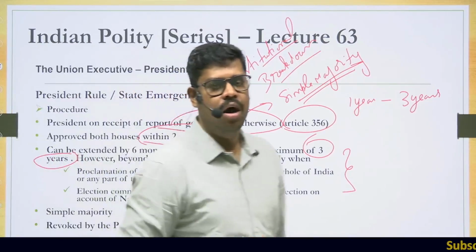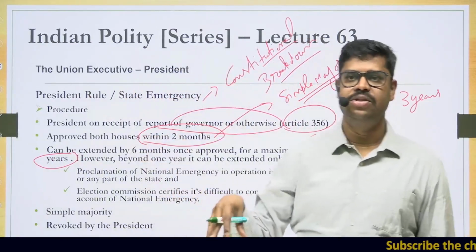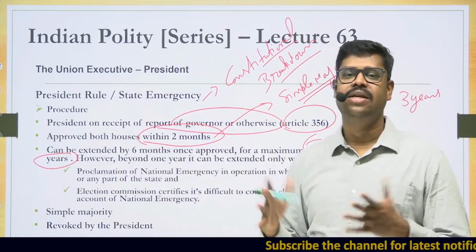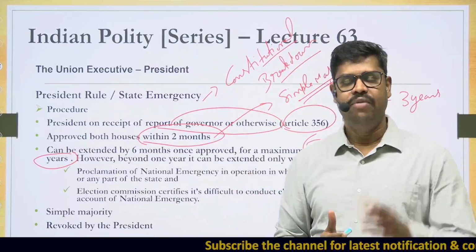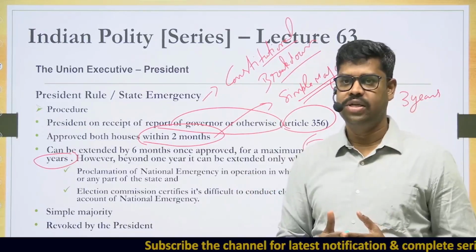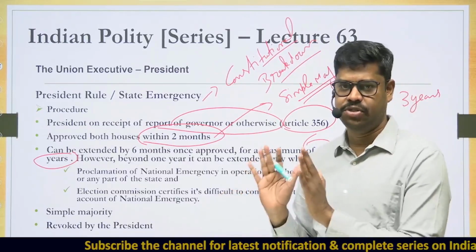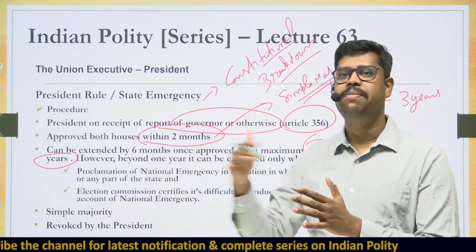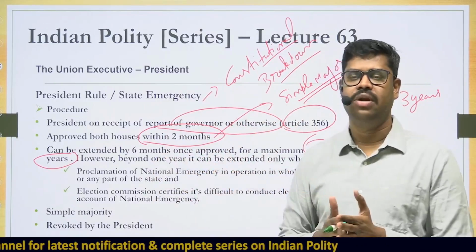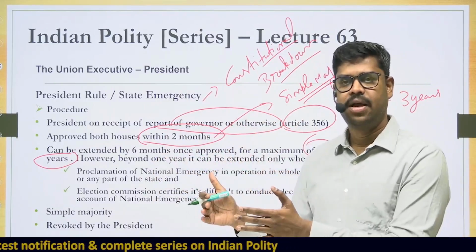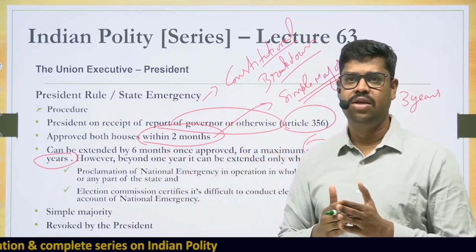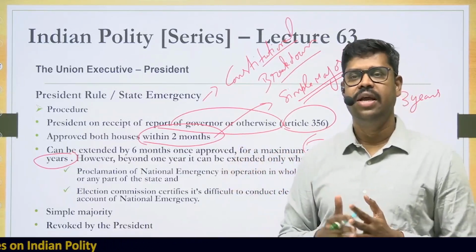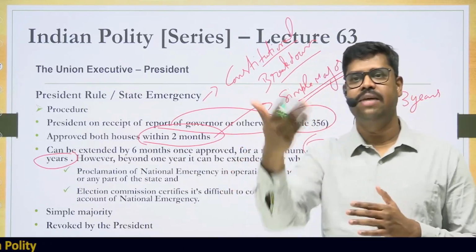However, this state is also part of the national emergency and there is also state emergency in this particular state. Second, on account of the national emergency, the Election Commission of India certifies that presently it is difficult to conduct the election. When these two conditions are satisfied, try to understand that already this state is in the state emergency. On top of that, there is a national emergency covering this state, and because of it, the Election Commission of India is telling the Union government that presently it is very difficult to conduct the election in this particular state. Therefore, the state emergency can be extended.